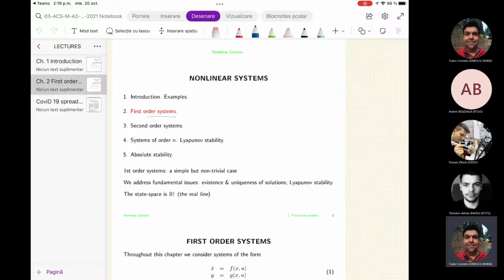This is the discussion we start today. First-order systems. It's a simple, like I said, but non-trivial case. So we address, as you see, fundamental issues: the existence and the uniqueness of solution. So what about the solution? And the so-called Lyapunov, we introduce the concept governing stability for nonlinear systems, and in general for dynamical systems, the concept of Lyapunov stability. Note that the state space is the real axis.